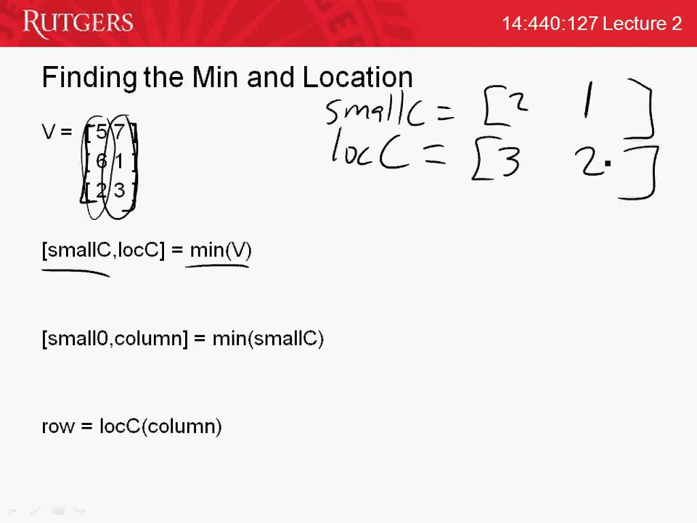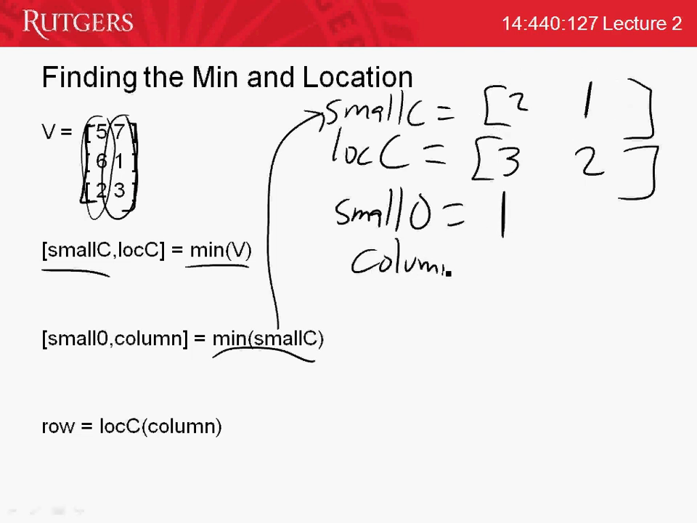All right. So now we're going to do something interesting. We're going to say, okay, now let's find the minimum of this vector that we just looked at. And so we're going to find what I'm calling the small o, or the smallest overall, the smallest number in this vector is a 1. Which location is it? Well, it's the second location. And so notice something interesting.